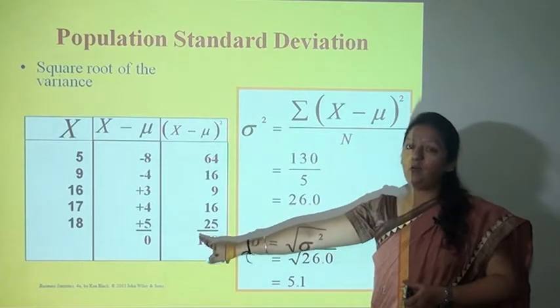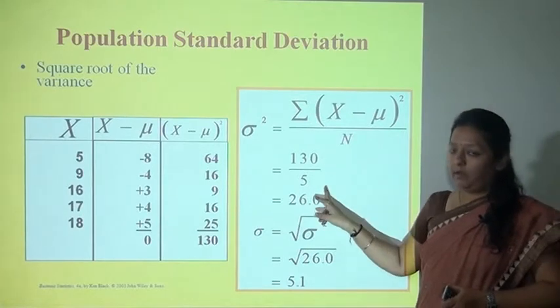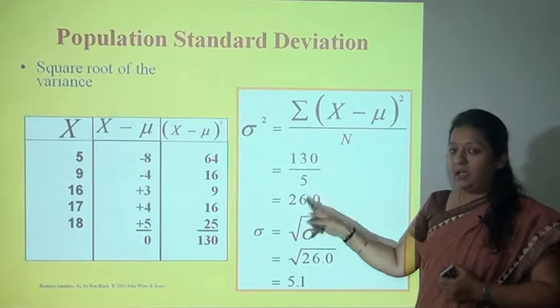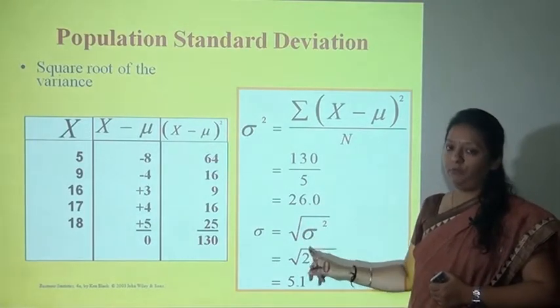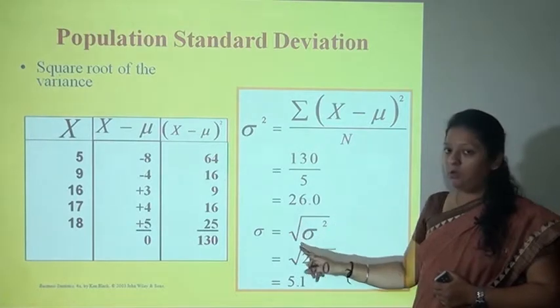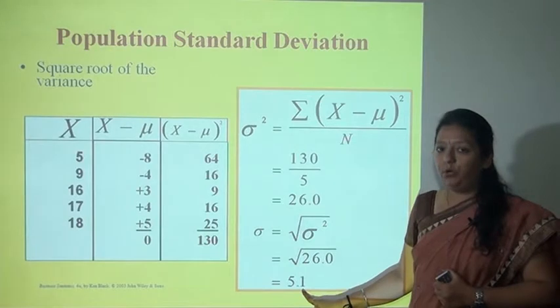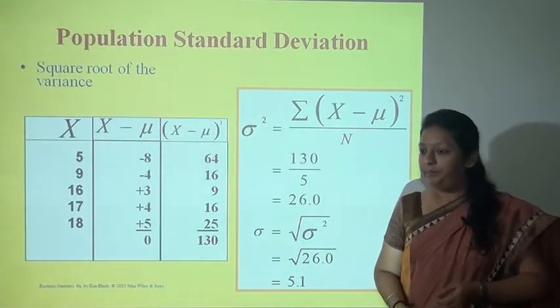We are having sigma (x minus mu) whole square, which is equal to 130 divided by 5. We'll be having a variance equal to 26. Standard deviation is simply the square root of the variance. So under root sigma square, that is 26, is equal to 5.1, which is the value of our population standard deviation.